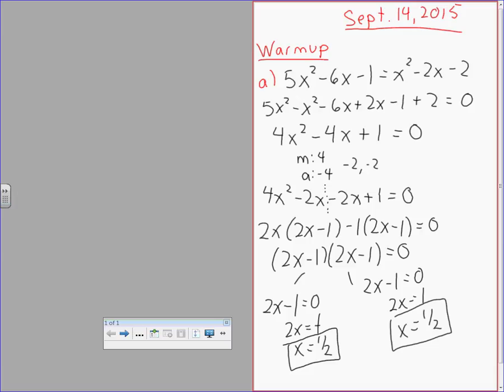I hope everyone also remembered for this one to solve an x squared, it has to equal 0, right? So shift everything over to the left from the right. I chose to go to the left because I want the x squared to be positive. It's just easier to work that way.